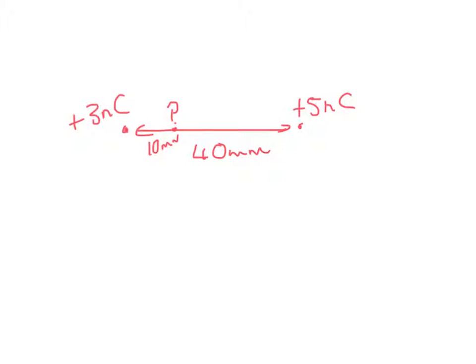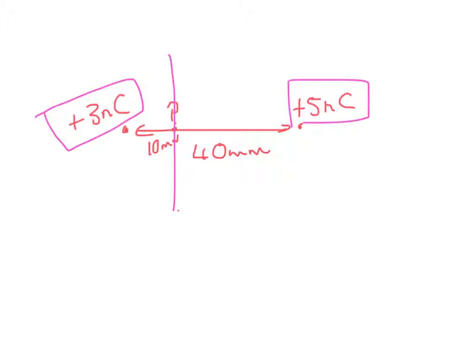You are expected, according to the curriculum, to be able to work out a resultant force. So let's just take this object over here at P, and we can say that this is 5 nanocoulombs and this is 3 nanocoulombs, and let's say that there's 40 millimeters between them, and P is 10 millimeters from the 3 nanocoulomb charge. They say, what is the resultant electric field? Because an electric field is a vector. What is the resultant electric field at point P? What are we going to do?